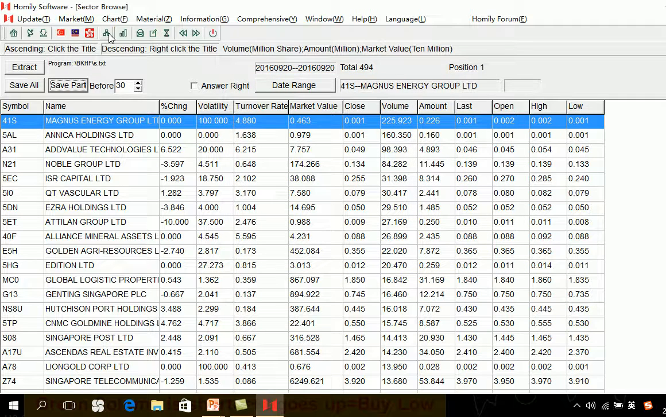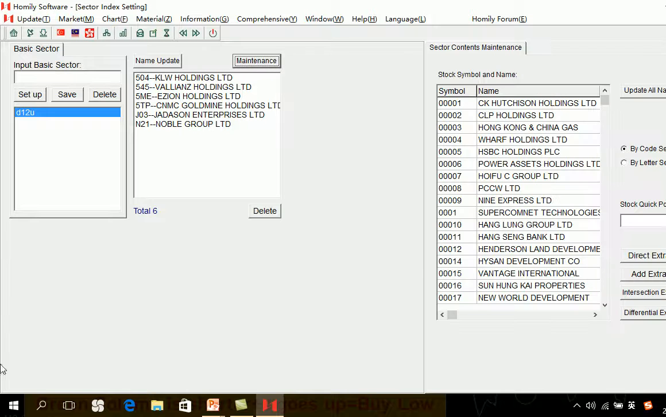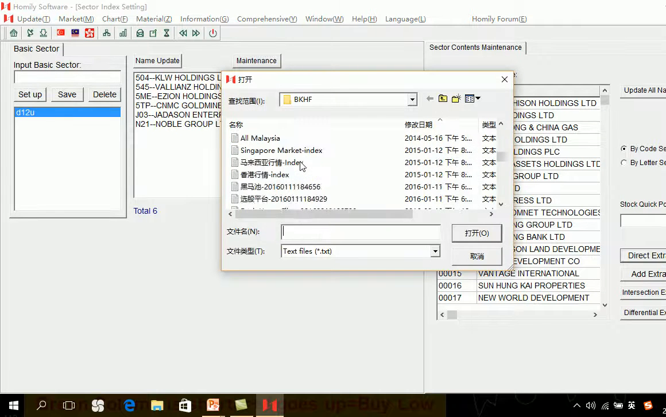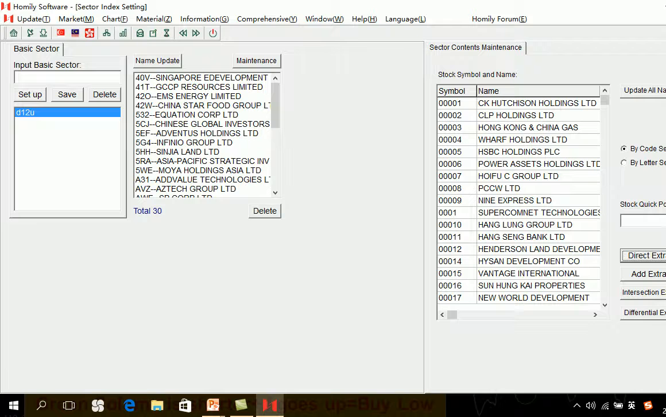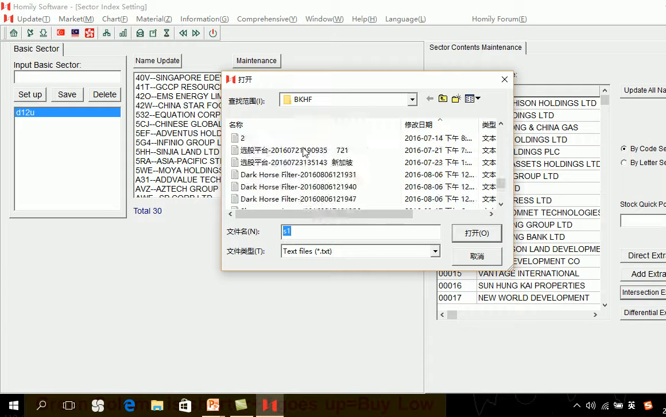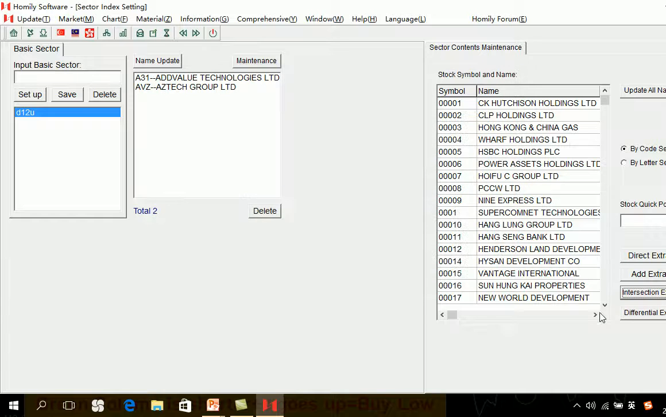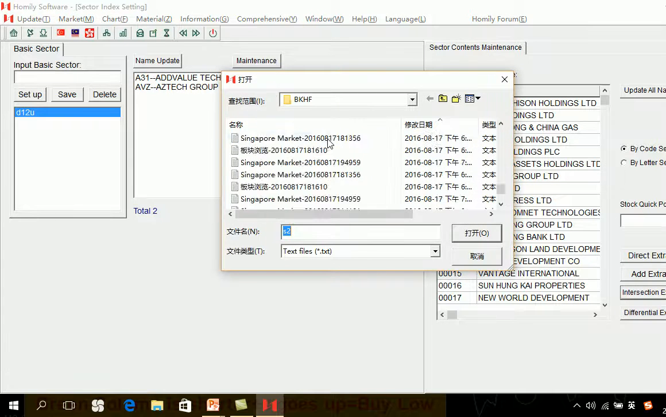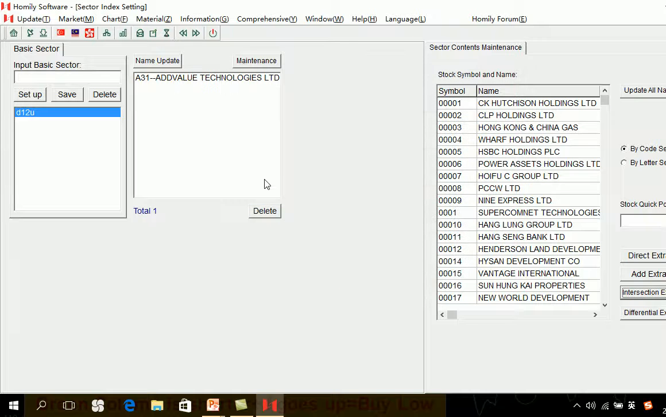Then we click sector index setting. Direct extract as 1, then intersection extract as 2, then intersection extract as 3. Only one stock. Add value, right? So this stock, you should know, as we mentioned just now, you can pay attention. If the price has some short-term correction, you can find a good chance to buy. If there is an upward breakthrough, maybe you can buy again.